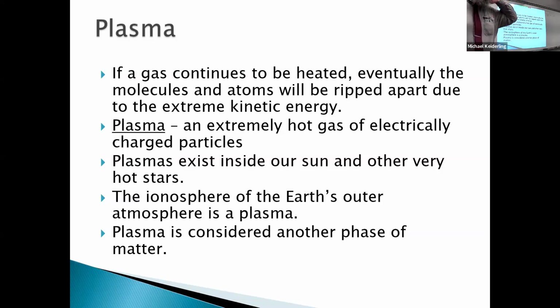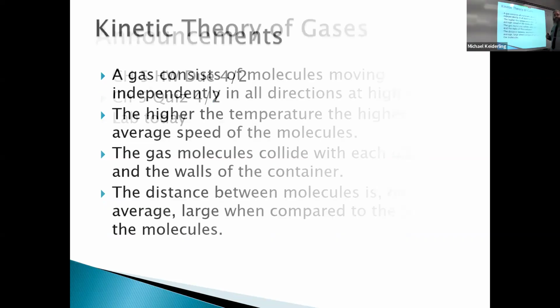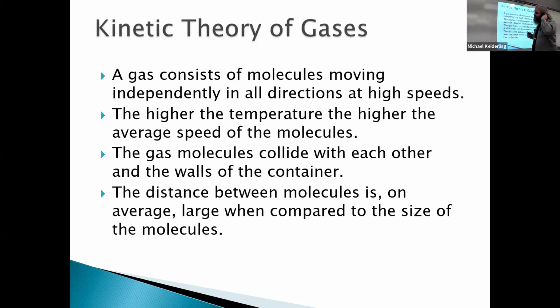There are several other phases of matter as well. Like, the one I was studying was superfluids. If you get something cold enough, fluids can start to act very strangely. So let's talk about gases.